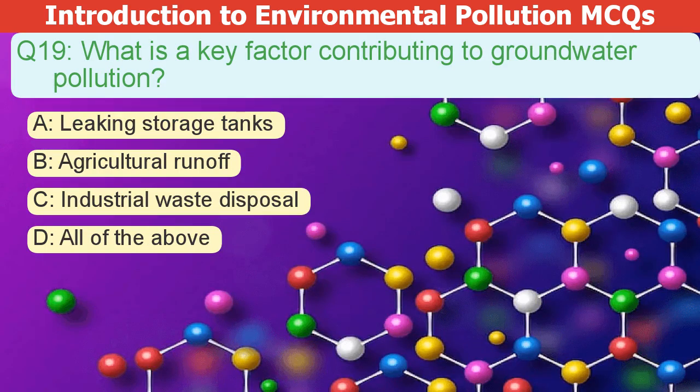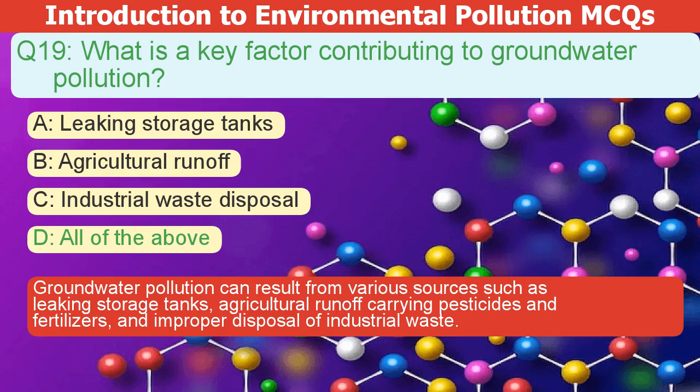What is a key factor contributing to groundwater pollution? A. Leaking storage tanks. B. Agricultural runoff. C. Industrial waste disposal. D. All of the above. The correct answer is D. Groundwater pollution can result from various sources such as leaking storage tanks, agricultural runoff carrying pesticide and fertilizer, and improper disposal of industrial waste.